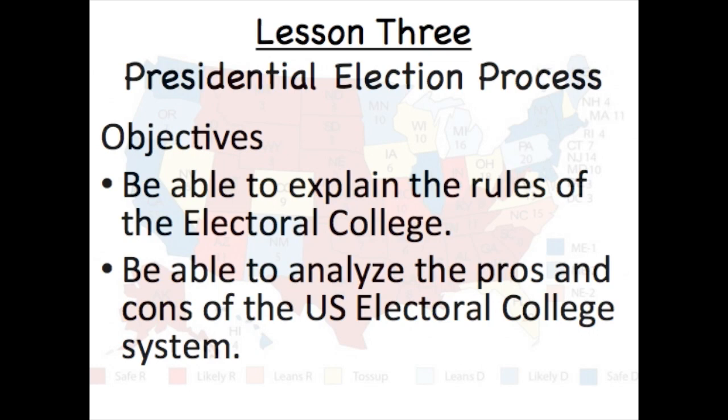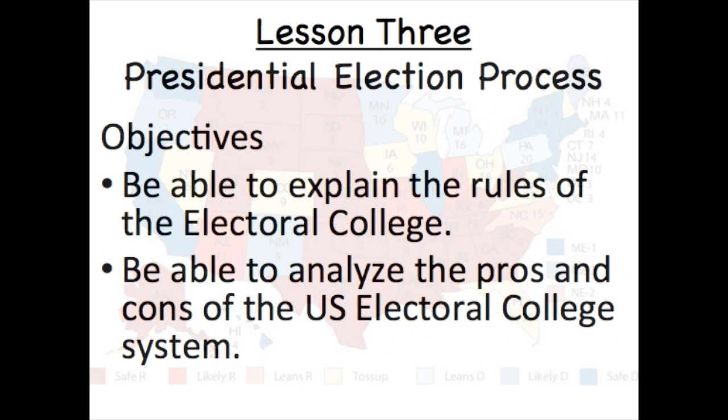Welcome to Lesson 3 on how to become the President of the United States. Today we're going to talk about the presidential election process, specifically the Electoral College, and how one is elected President of the United States on Election Day every 4 years.